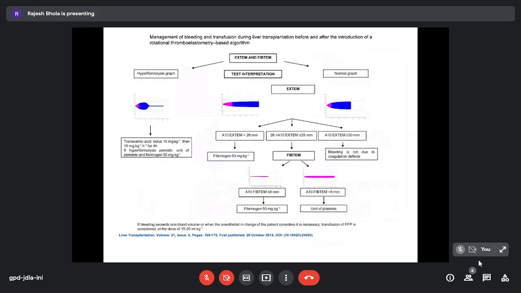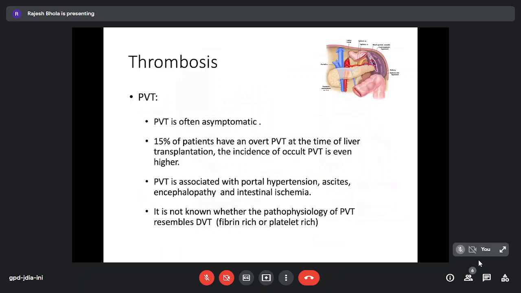So that is what is also reflected in the management of the cartoon. So you are looking into EXTEM and FIBTEM. If there is a hyperfibrinolysis graph, do go ahead with tranexamic acid. If EXTEM and FIBTEM are normal, try to look into the amplitude. Try to look into the INTEM graph and FIBTEM graph, and based upon that, you can decide whether you need cryoprecipitate or platelet transfusion or both.